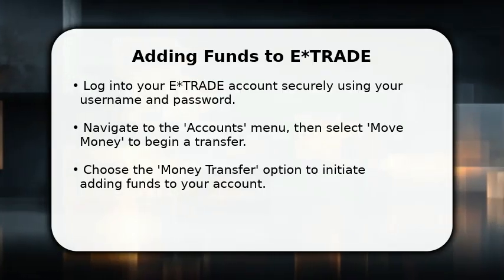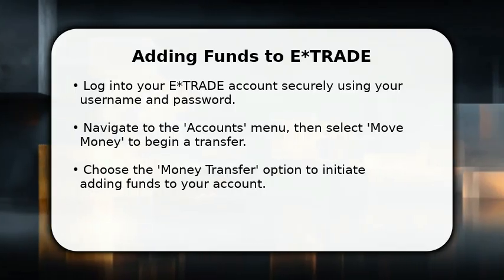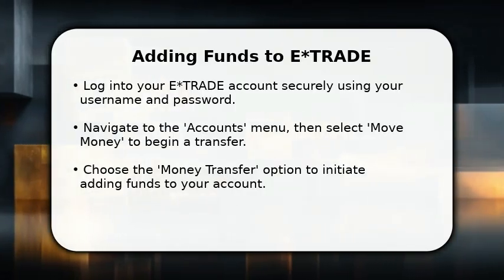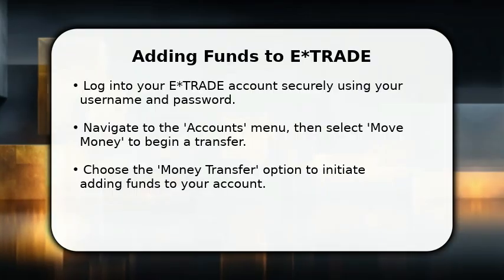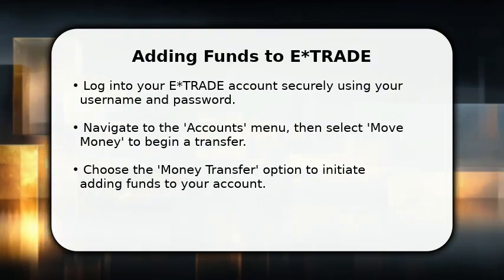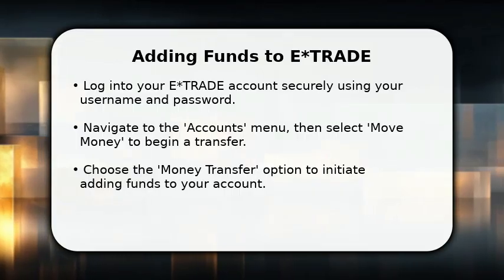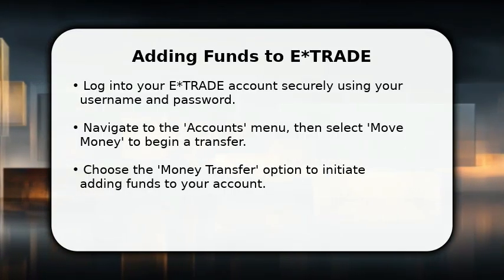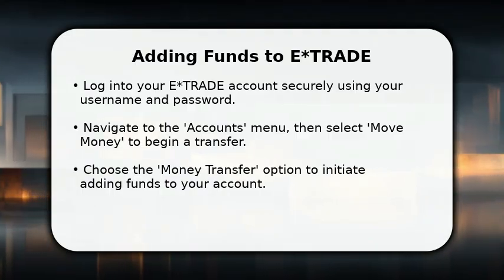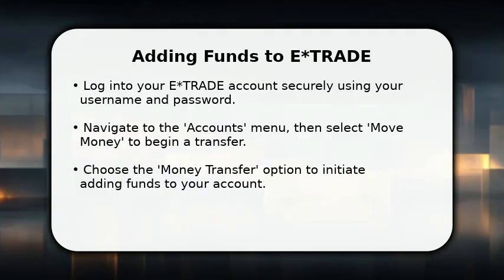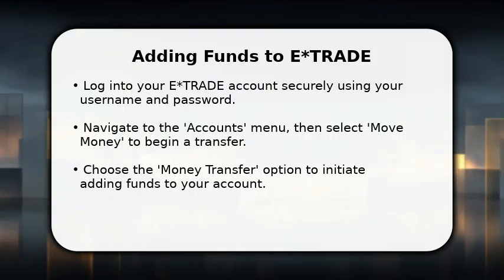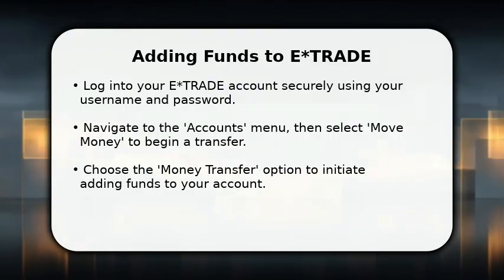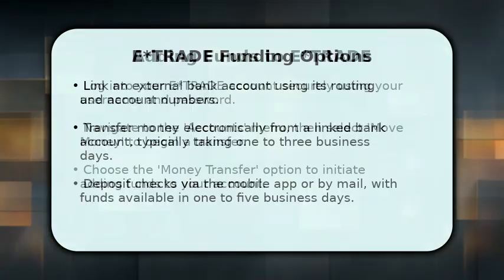In this video, I will explain how to add money to your Etrade account. First, log into your Etrade account using your credentials. Once logged in, locate the account's menu, usually in the top left corner, and click on it. From there, select Move Money, and then choose the money transfer option to start the process of funding your account.